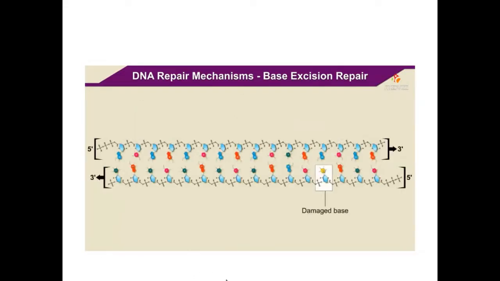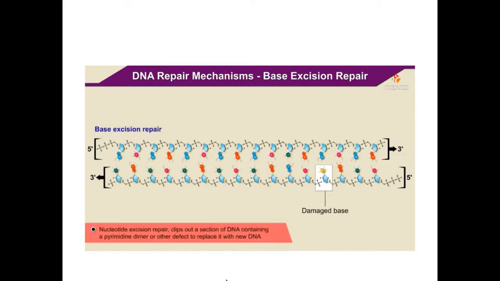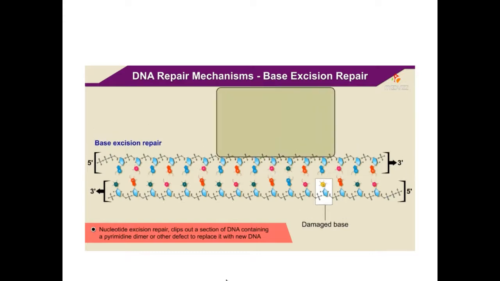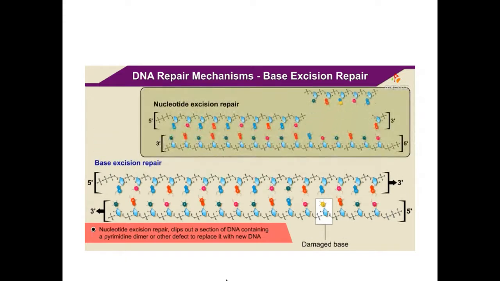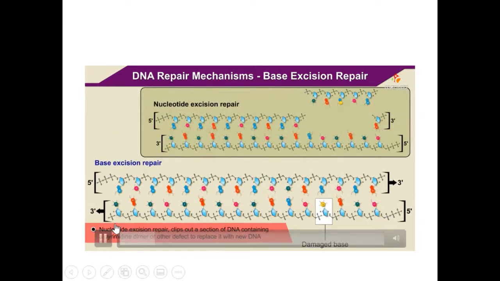Some damaged DNA bases are repaired by a system called base excision repair. Base excision repair works differently from nucleotide excision repair, which clips out a section of DNA containing a pyrimidine dimer or other defect. This is what we are going to discuss in the next section as nucleotide excision repair, because they remove a piece of DNA. Base excision is just a target to the single one here, to replace it with new DNA.